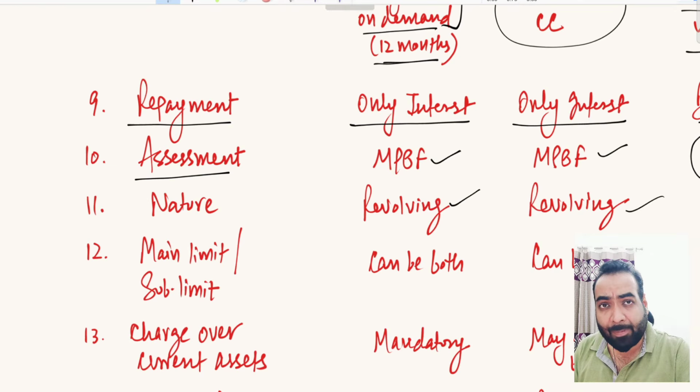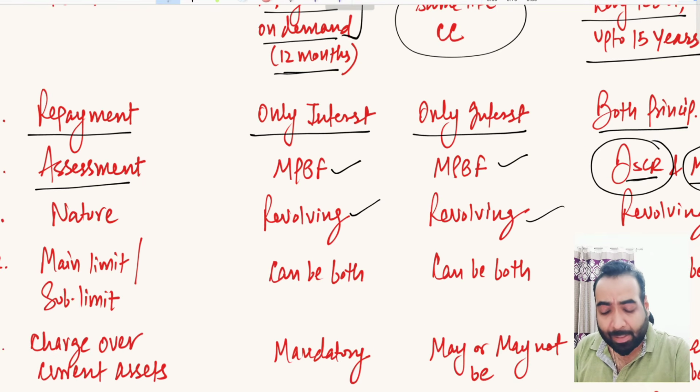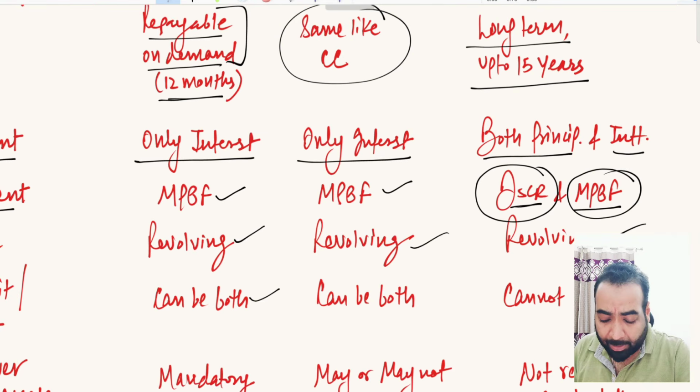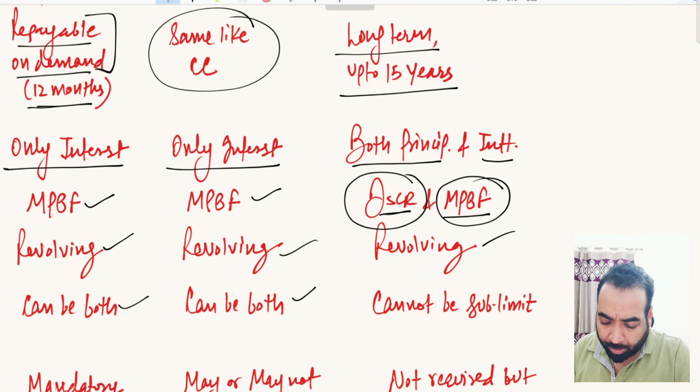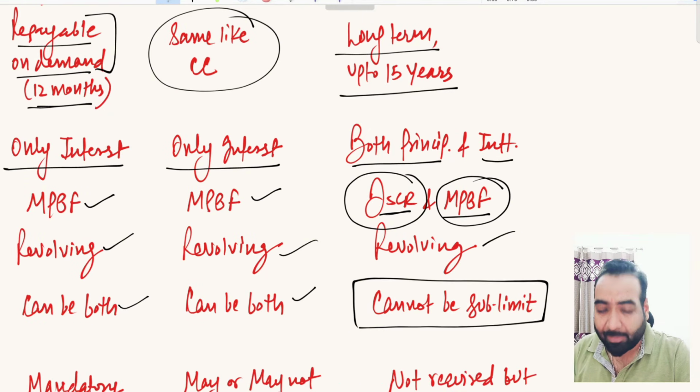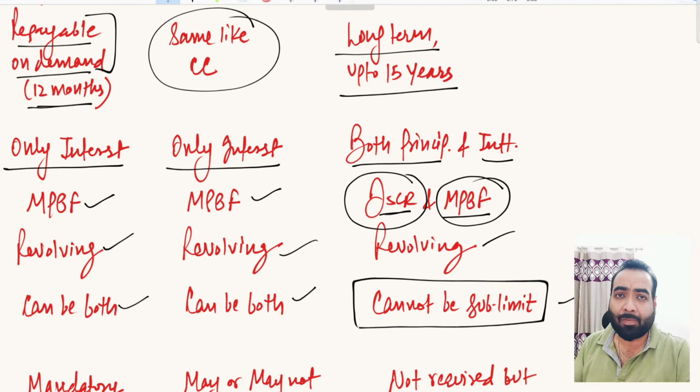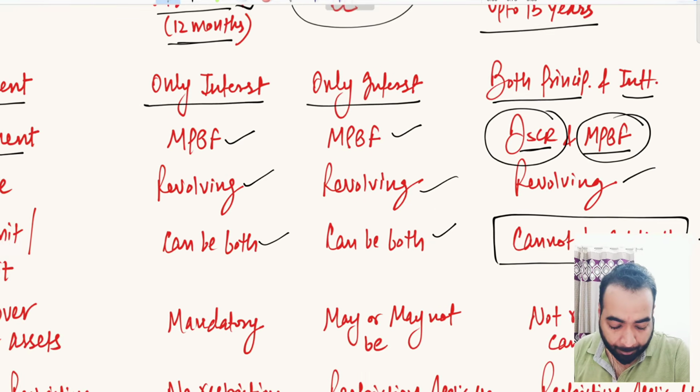Now comes the main limit and sublimit structure. The CC can be given as main limit and can be given as sublimit also. Similarly, overdraft limit can be given as main limit and can be given as sublimit also. But the drop line overdraft facility cannot be given as sublimit facility because of its monthly repayment structure.